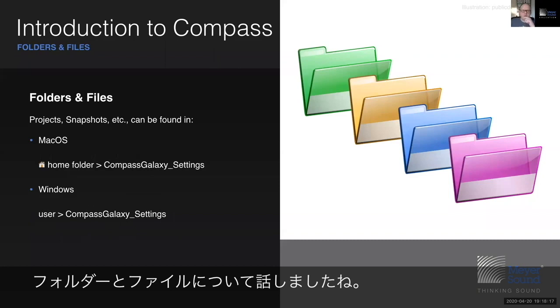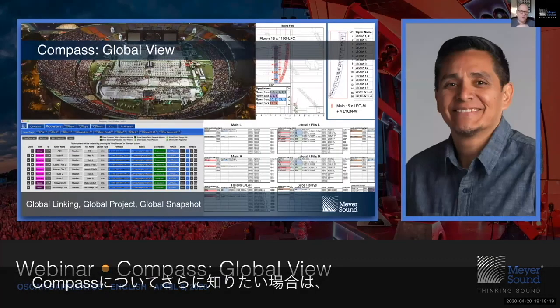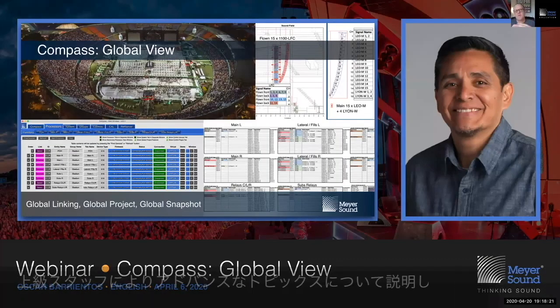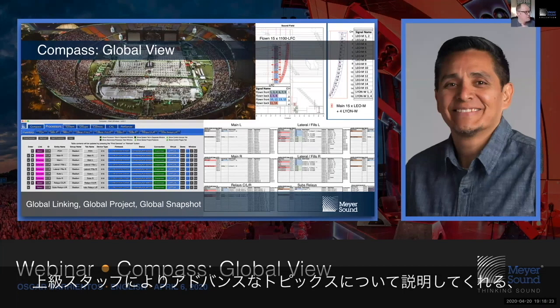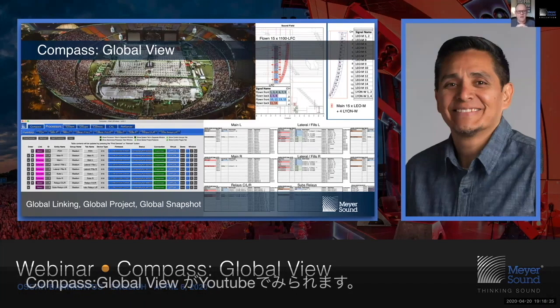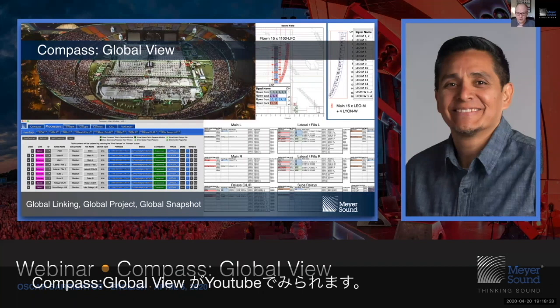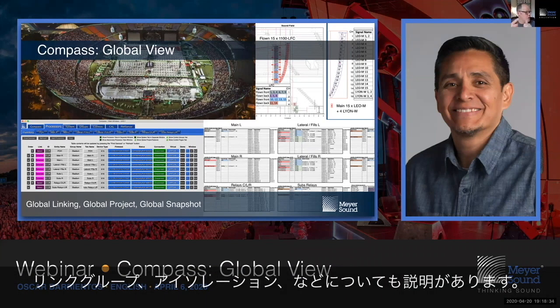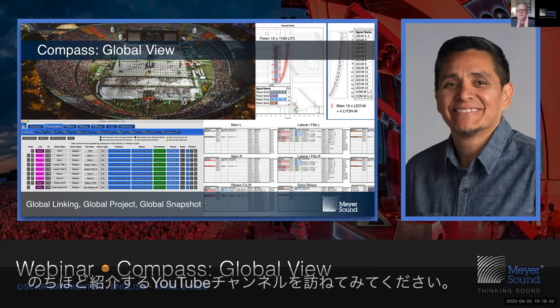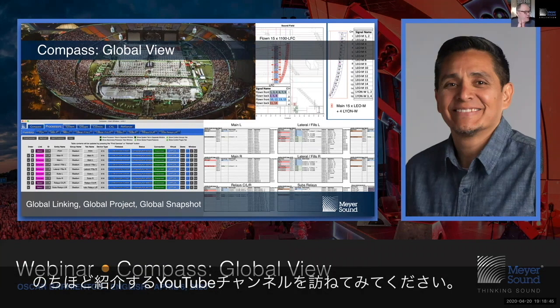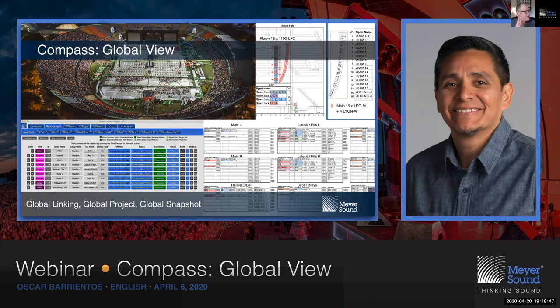Okay, we talked about folders and files, and that means that if you want to know more about Compass, we discuss more intermediate and advanced topics in the Compass Global view, which you will find on YouTube. It will also talk about link groups, as is being asked in the chat, link groups, isolation, all of that is being discussed in that webinar, so please visit the YouTube channel, which I will show in a second.